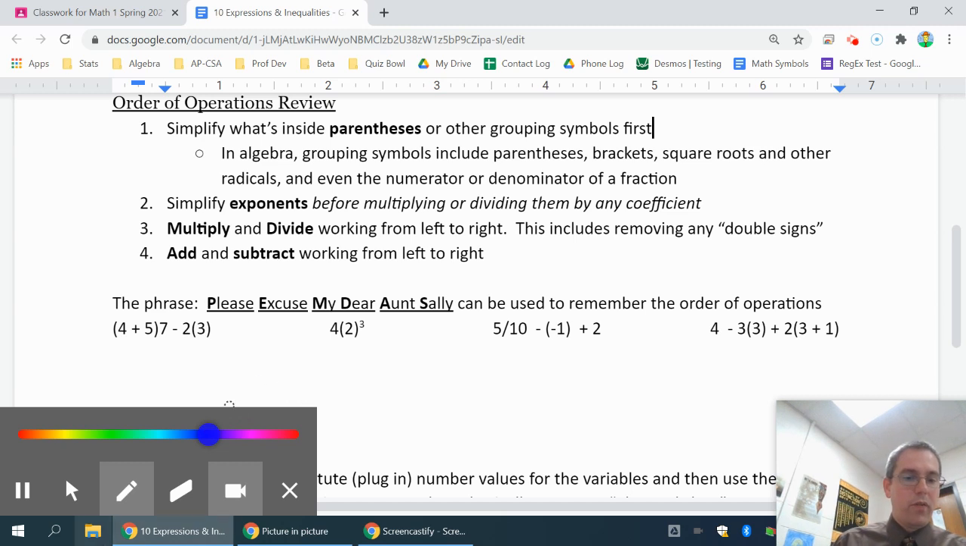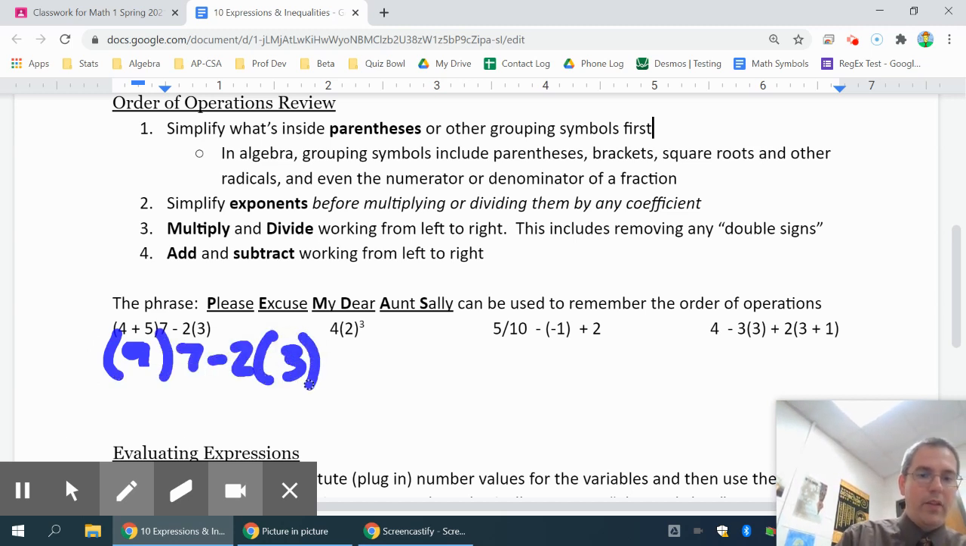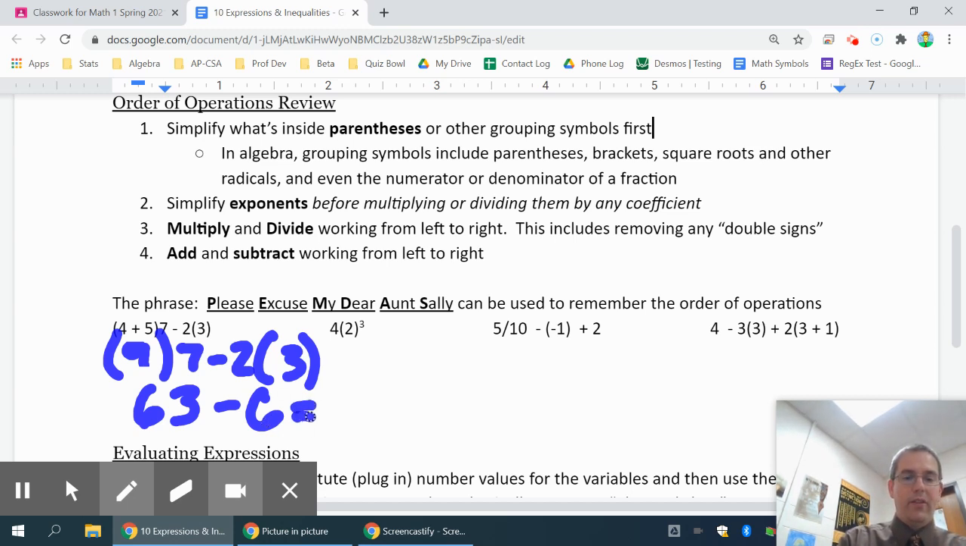So on this one, first, I need to do what's in the parentheses. So I would do 4 plus 5 is 9. So I have 9 times 7 minus 2 times 3. There are no exponents, so I'm ready to multiply and divide. Starting on this side, 9 times 7 is 63, and then 2 times 3 is 6. And then your final answer on that would be 63 minus 6 is 57.